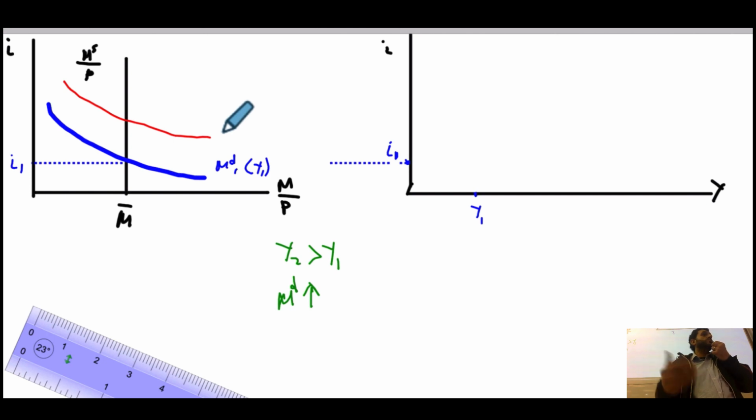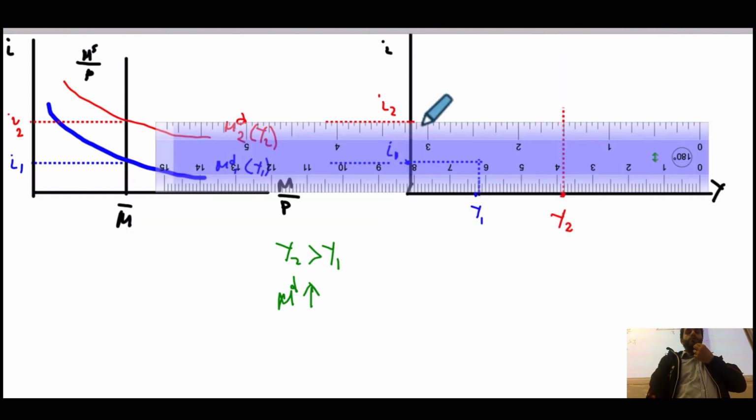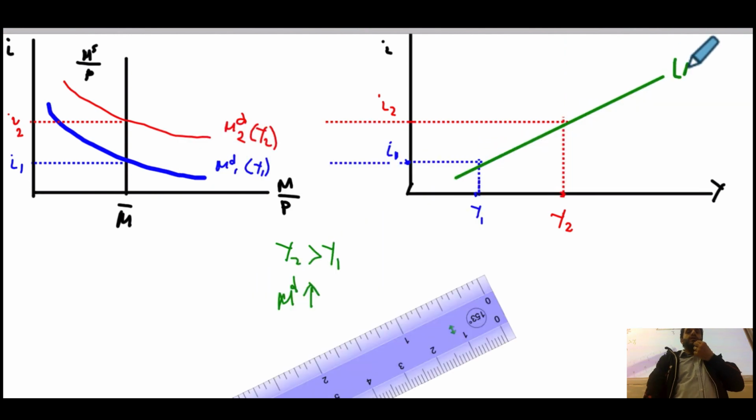So the red one now denotes the shift in the demand for money, which corresponds to a higher level of income, Y2. That means the interest rate has increased from I1 to I2. So it's a higher level of interest rate. We already know that Y2, which is associated with this level, is higher than Y1, so I'm just going to put it somewhere higher than Y1. If you plot these two points and connect them together, that gives you the LM curve. So as you see, it's an upward sloping curve.